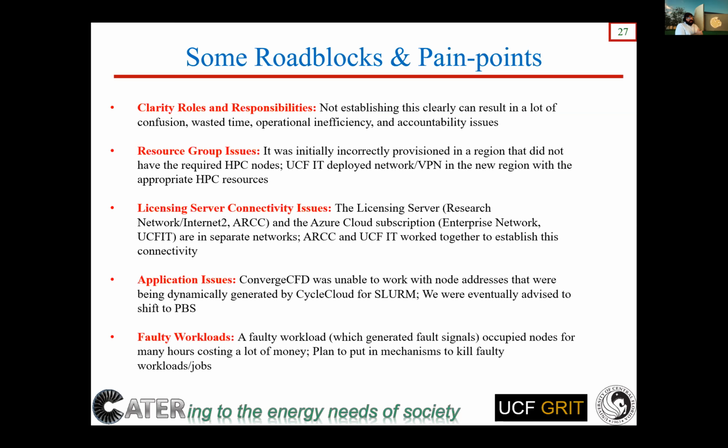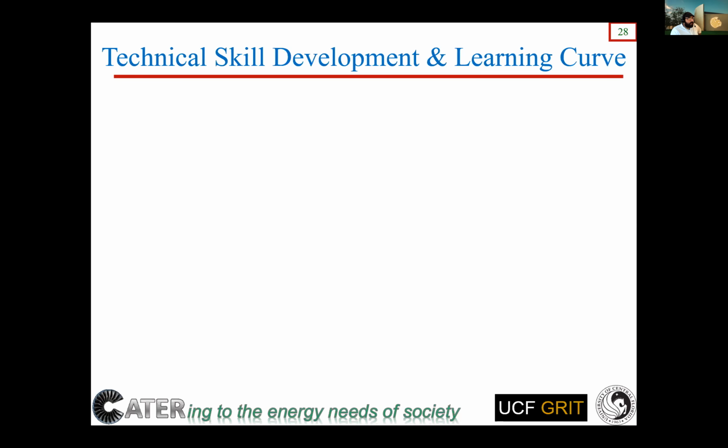And one last thing that happened was a faulty workload. We had a faulty workload. It was generating segmentation 9 and 11 faults. It was supposed to stop and the nodes deprovisioned, but the nodes kept on running, and I think that job ran for 8 hours, resulting in quite a lot of cost without any output.